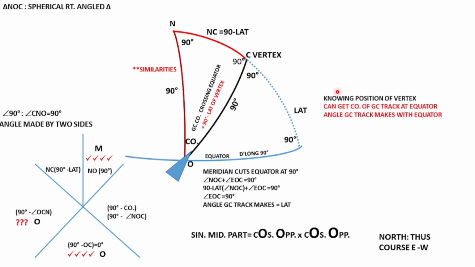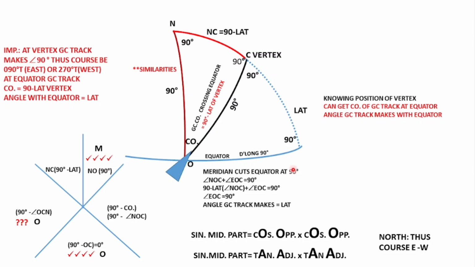So now, last we talked about knowing the position, we can find out the position of where the great circle track cuts the equator. Here I have just added it up. If you know the position of the vertex, you can get the course. As we just saw, course is 90 minus latitude, or the angle it makes with the equator, which is equal to the latitude. So this is important for you to remember for the basics of great circle.